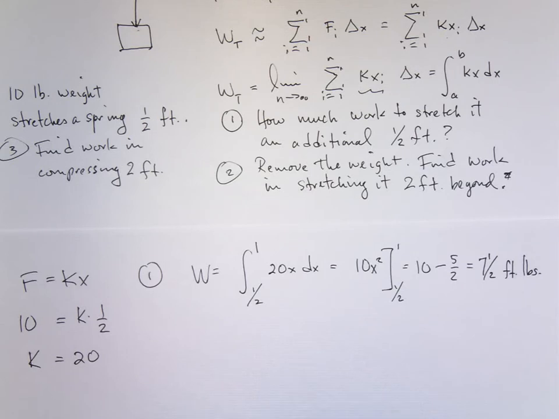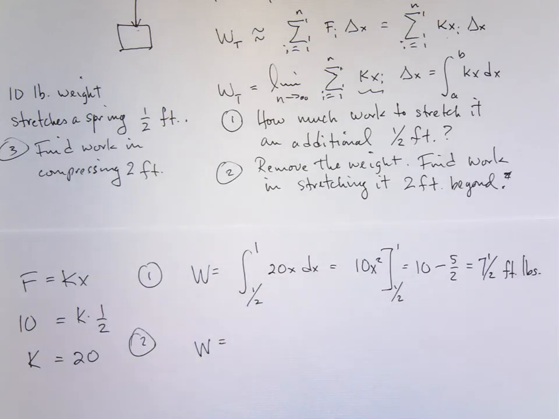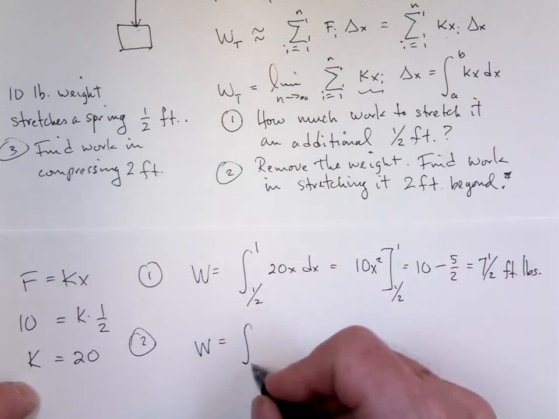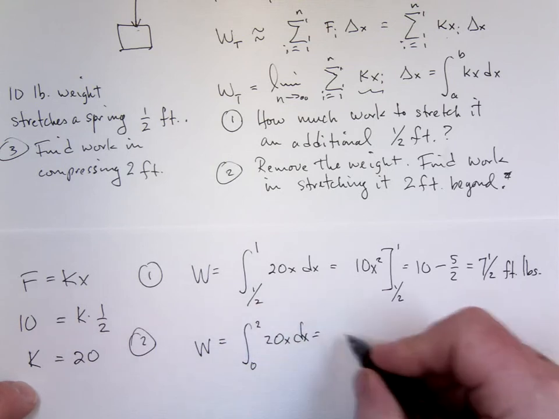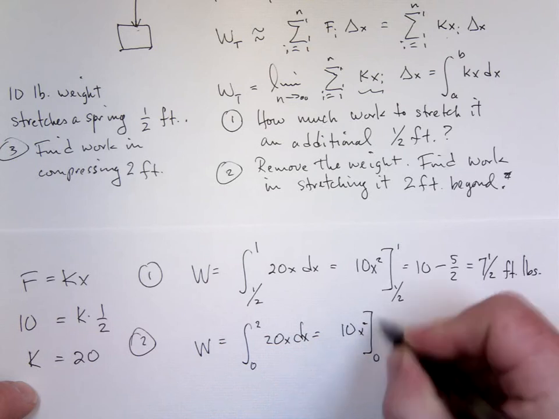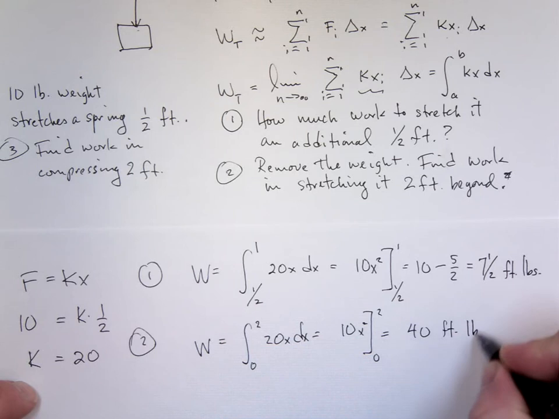Okay. Number 2. What we're going to do is take the weight off. The spring goes back to its natural length. We want to know the work in stretching it 2 feet beyond that natural length. So, what are my limits of integration here? 0 to 2. Still 20x. 20x squared over 2, 10x squared, 0 to 2. 40 foot-pounds of work. That's how much work is required.